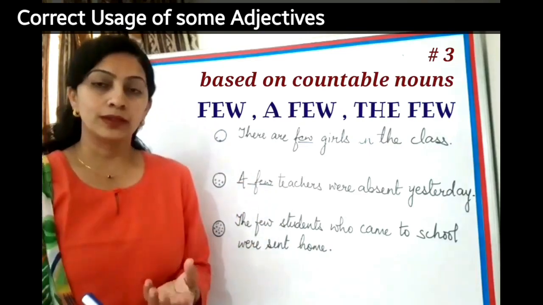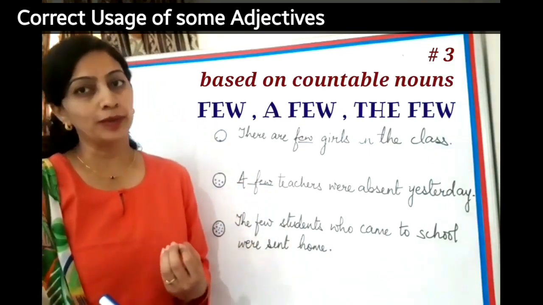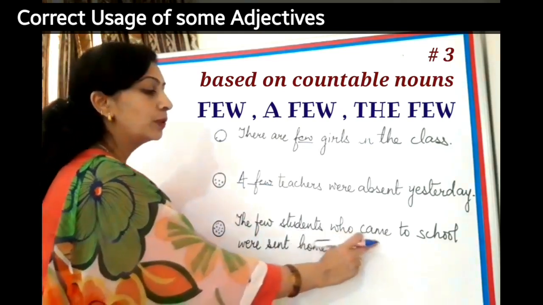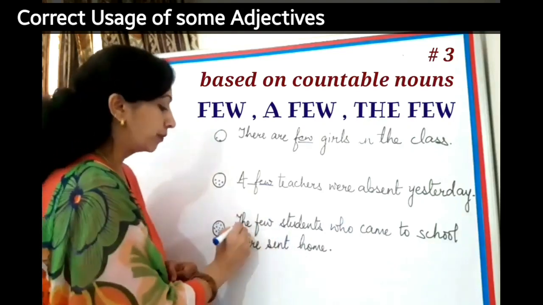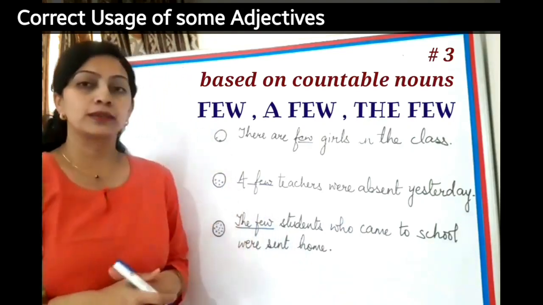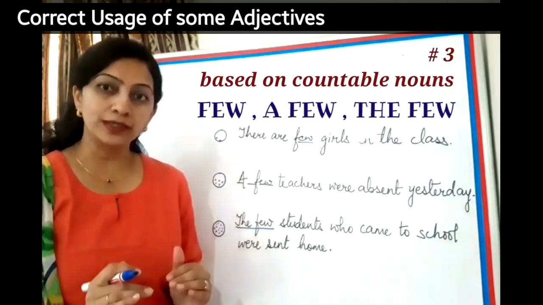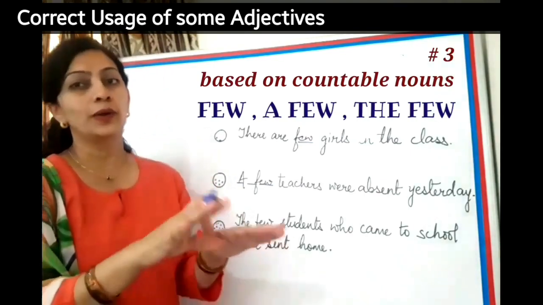A few means a smaller number of teachers were absent, but there was a sizable number. The few students who came to school were sent home. The few students, by this I mean all the students who were present, were all sent home.